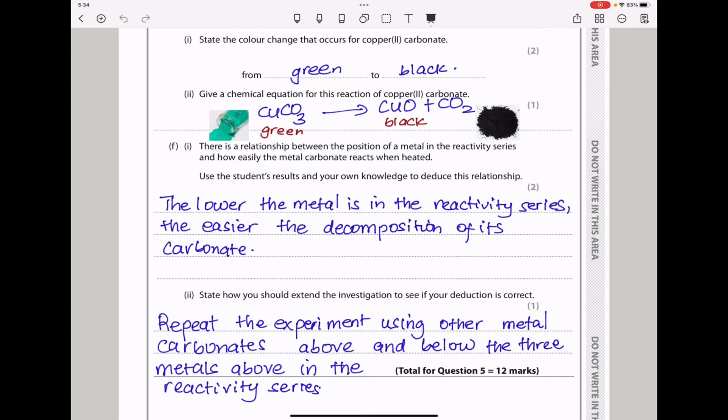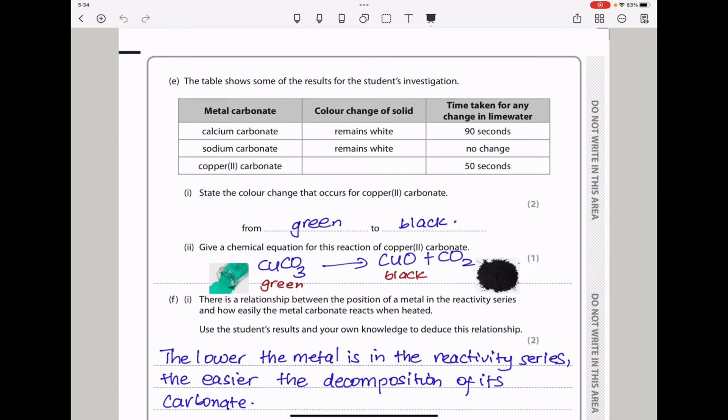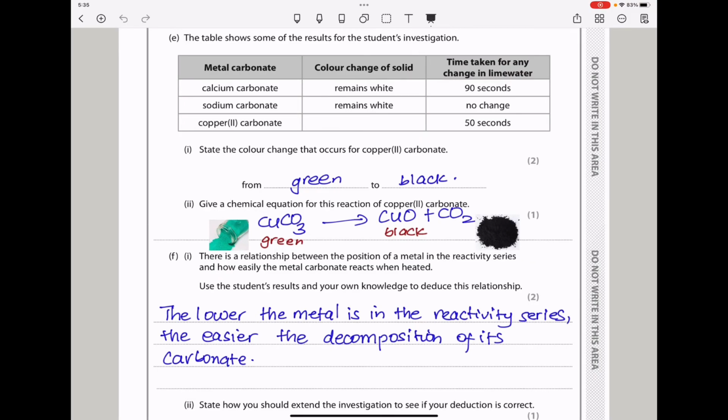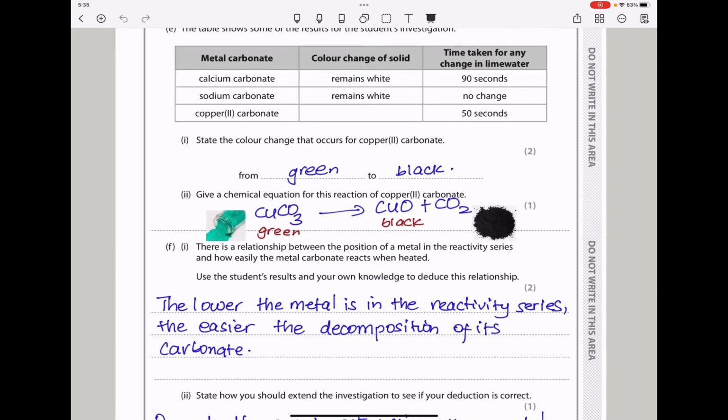And next they say, state how you should extend the investigation to see if your deduction is correct. To ensure that the conclusion we have made is correct, meaning to know if the lower the metal is in the reactivity series, the faster its carbonate decomposes, we could repeat the experiment using other metal carbonates based on the metals in the reactivity series and see if we'll get the same results. So I said, repeat the experiment using metal carbonates above and below the 3 metals above in the reactivity series.